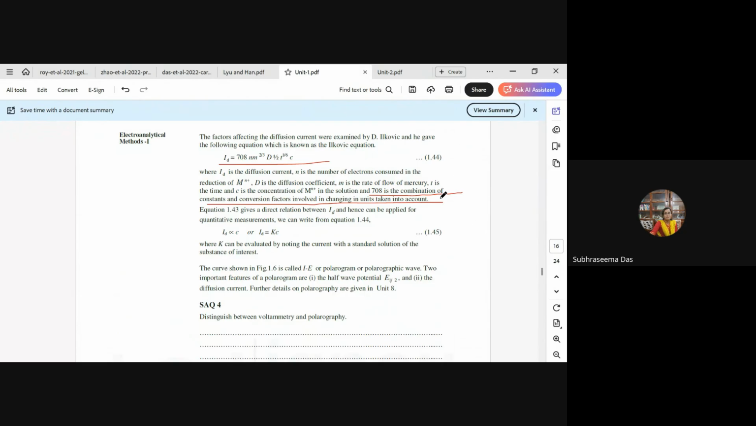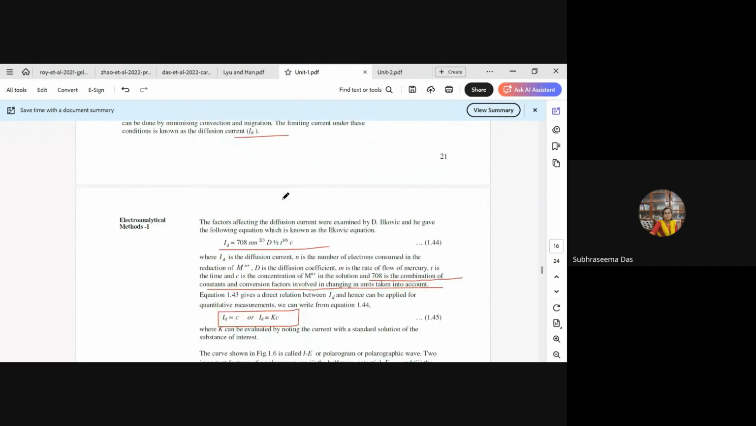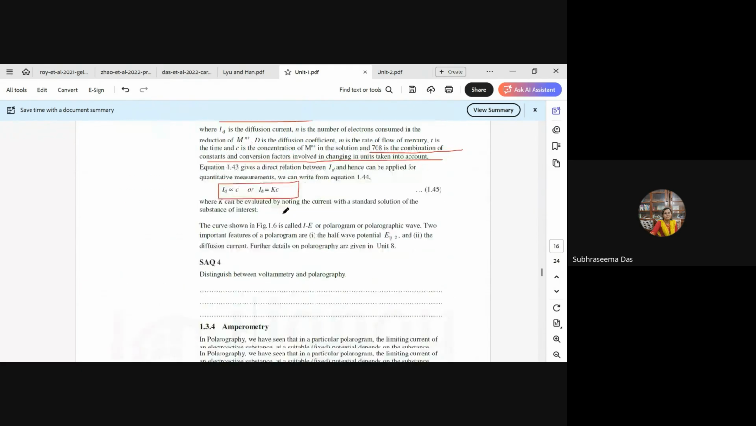Now, when we look at equation 1.44, we see a very important observation: the diffusion current Id is directly proportional to C, or we can write Id equals Kc. Here K can be evaluated by measuring the current of a standard solution. So the diffusion current is always directly proportional to the concentration of the Mn+ ions present in the solution. This diffusion current will also be discussed in detail in other units.